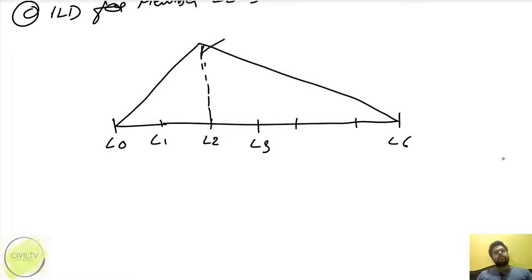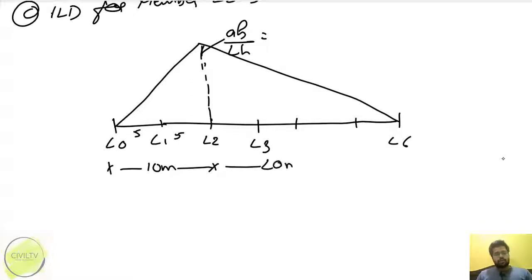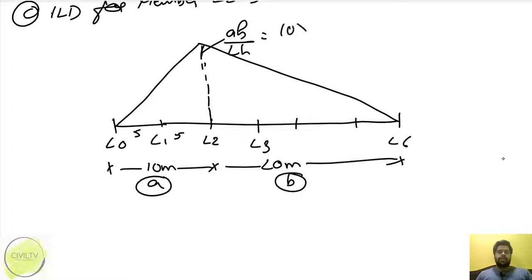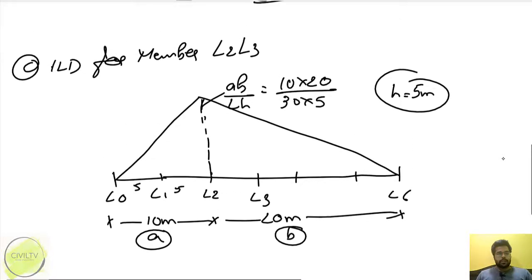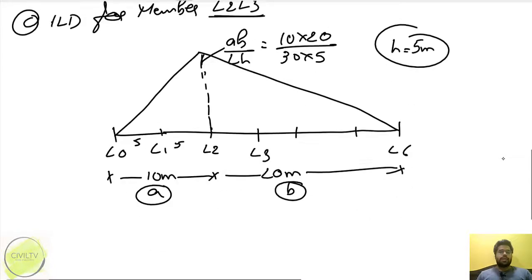This is again AB upon LH. So this is 5 meters, this is 5 meters, so here it is 10 meters. My total length is 30 meters, so this will be 20 meters. So this is A and this is B, so it is 10 into 20 upon 30 into 5. My height of the truss is 5 meters; it will be given in the question. So this is for member L2 and L3.